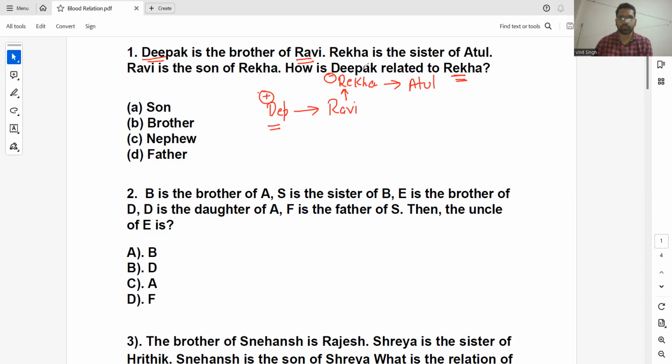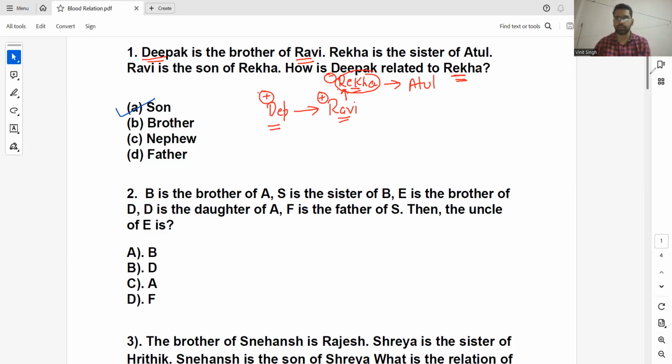Here's the Deepak, here's the Rekha. Ravi is the son of Rekha. And Deepak is the brother of Ravi. Means Ravi and Deepak will be the son of Rekha. Clear? Now, by applying this diagram, a tree, you can solve every question. So, there will be a son. Clear? So, Deepak will be the son of Rekha.